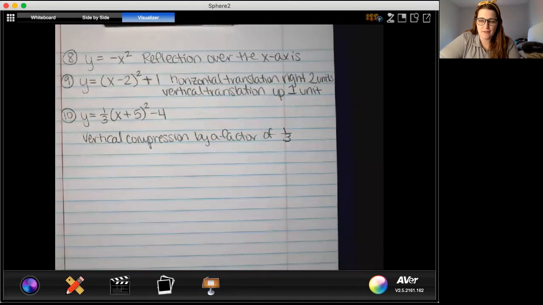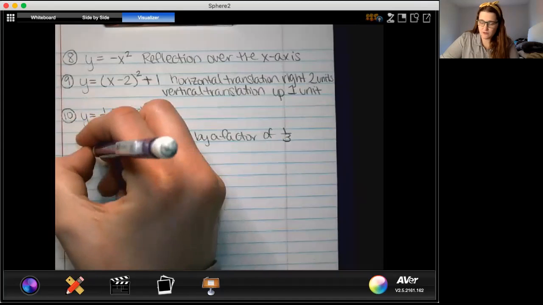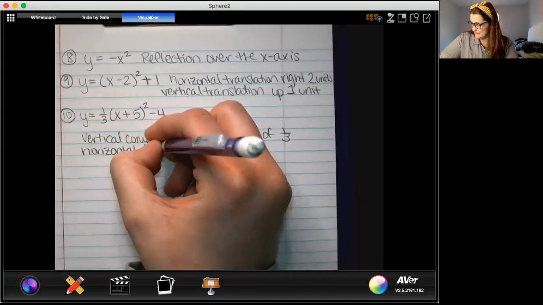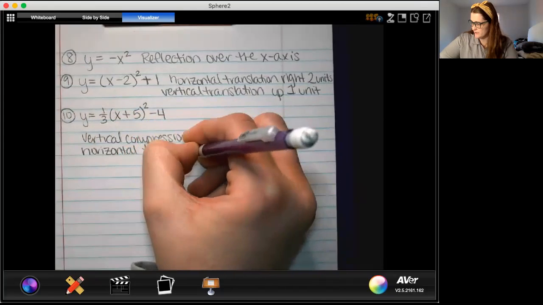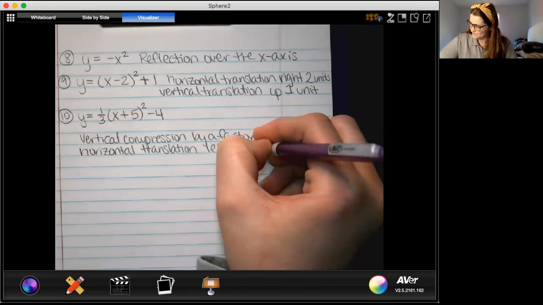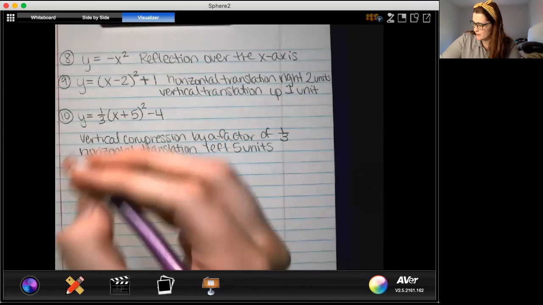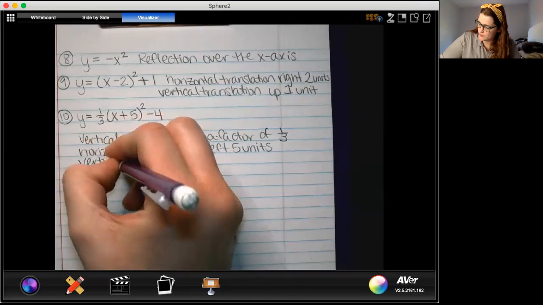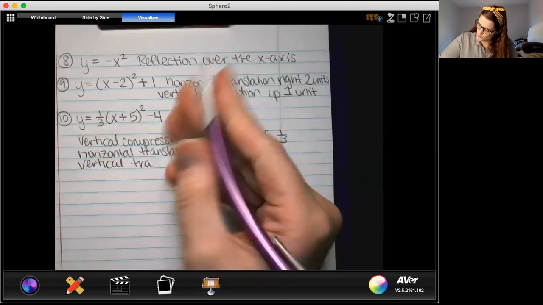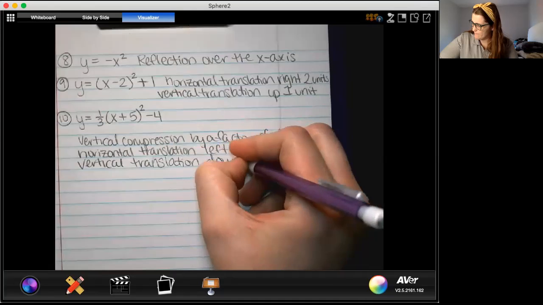Horizontal translation left 5 units. Good. Thank you, Christina. And a vertical translation down 4 units. Thank you, Bennett. And the vertical translation, oh, forgot the N. Translation down 4 units.